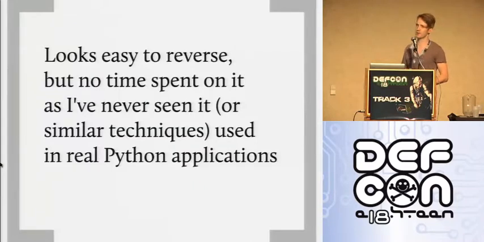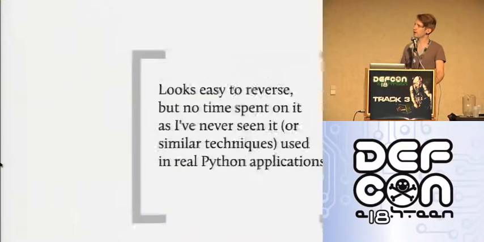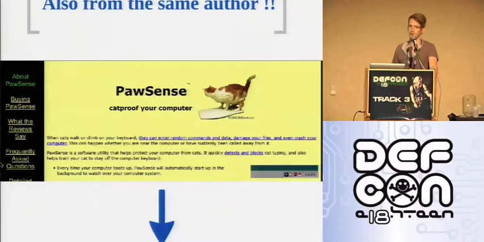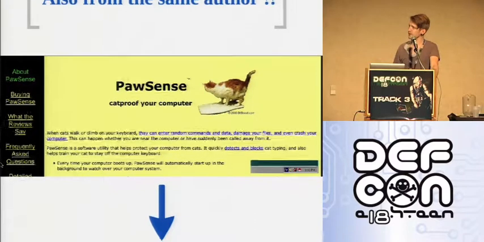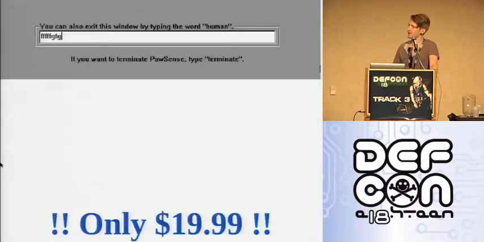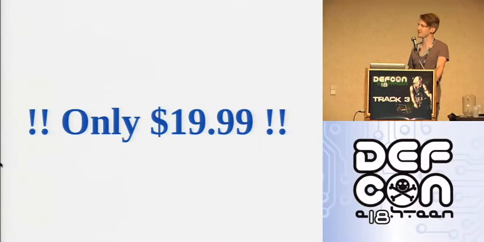I haven't looked into doing it because, like I said, I've never seen it in a commercial application, so I haven't tried. When I was looking at the guy who sold this Python obfuscator, though, I found a gem, and he also sells PoreSense. PoreSense is a way to cat-proof your computer, and it will tell you when cat-like typing has been detected. So if people have kind of cat computer problems, this is your man, and it's only $19.99, so it's a snip.